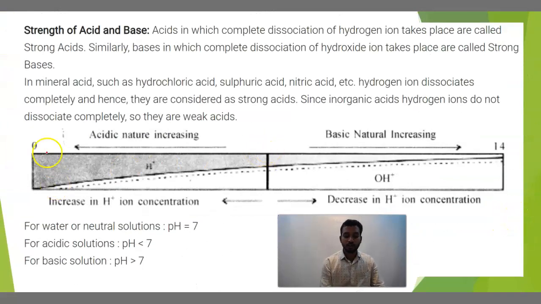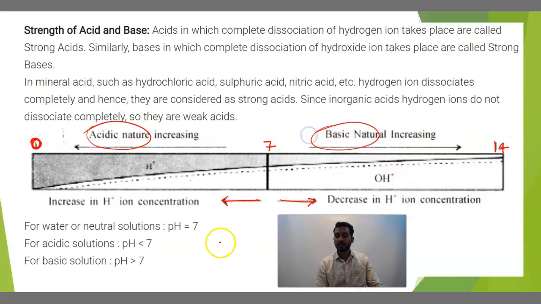We can see the scale here. This is 0, this is 7, and this is 14. The region less than 7 is called acidic in nature. The region going more than 7 is called basic in nature. As it comes from 7 towards 0, the concentration of hydrogen ions is increasing. Here the concentration is less, here a little more, a little more. In the opposite direction, if the concentration of H plus ions increases, the concentration of OH minus ions will decrease.